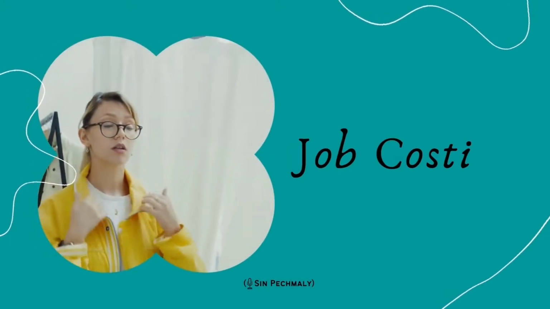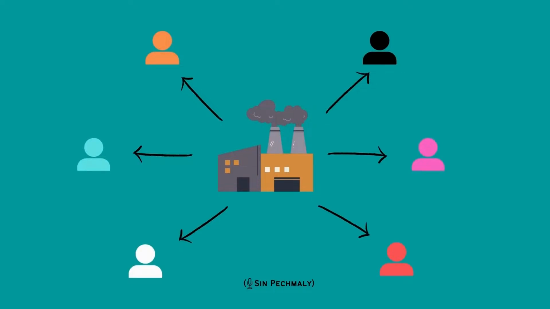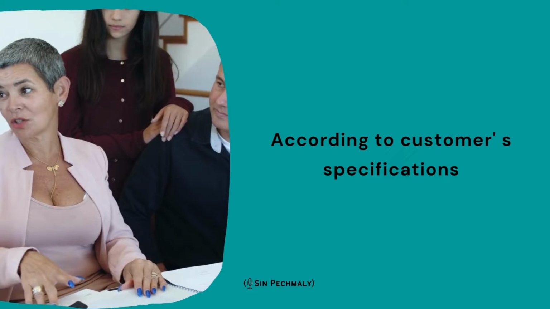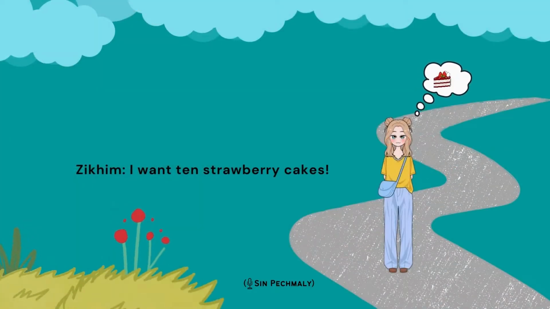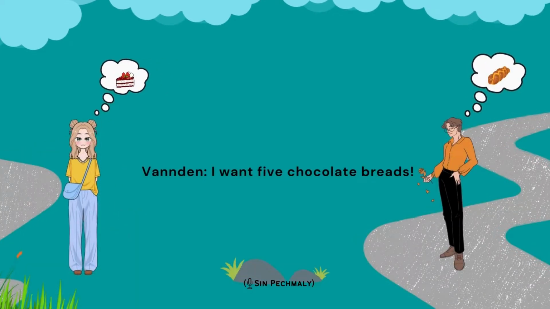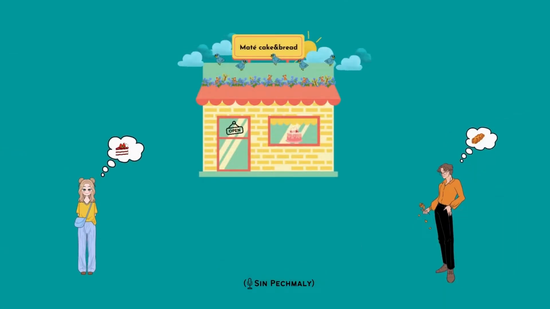Let's first learn about job costing. Just remember that it's about producing different products to different customers according to what they order or their requirements. In this case, customer 1, Zikim, orders 10 cheese strawberry cakes, and customer 2, Wandan, wants 5 breads with chocolate flavor. So the store will have to sell them different things.